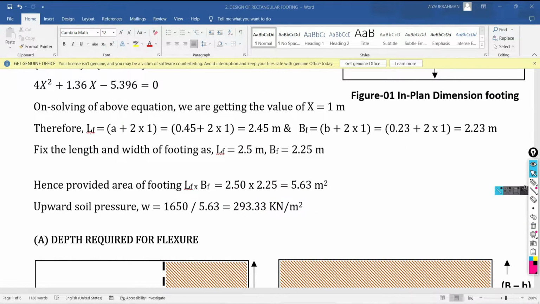So our provided area of footing is greater than the required area of footing. Hence, we can say that it is okay. In every design of the foundation, whether it is square footing or rectangular footing, every type of foundation, you have to provide the area of footing slightly more than the required area of footing. We have provided more area of footing, so I am going to say okay.